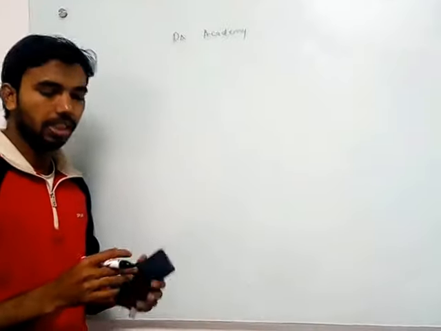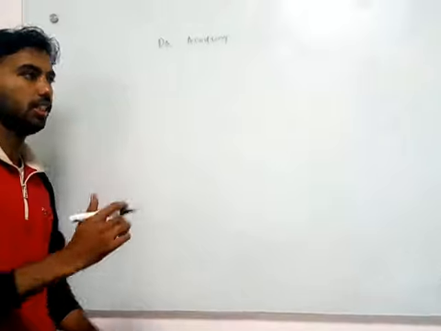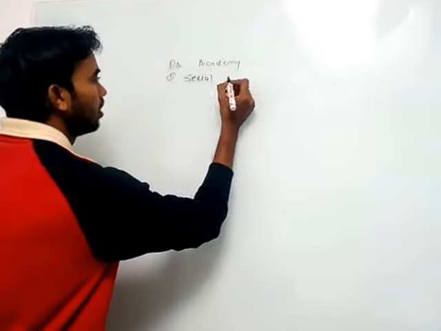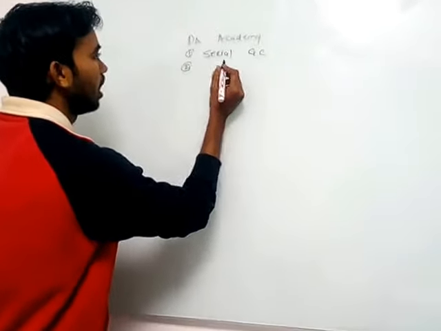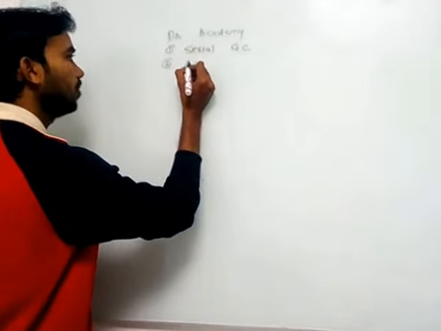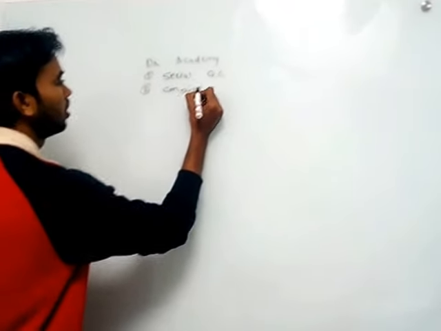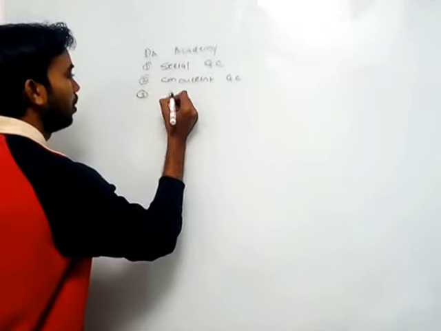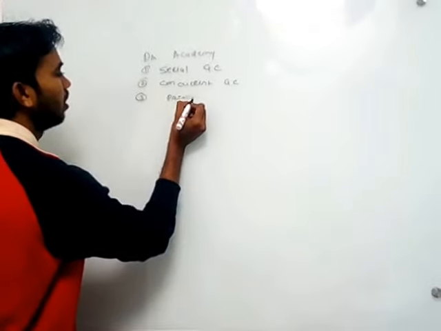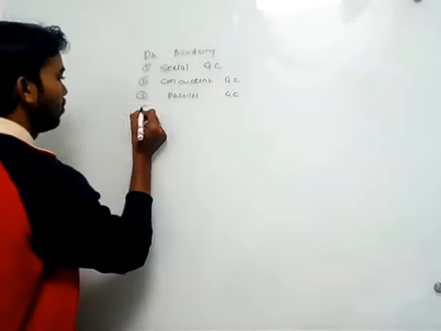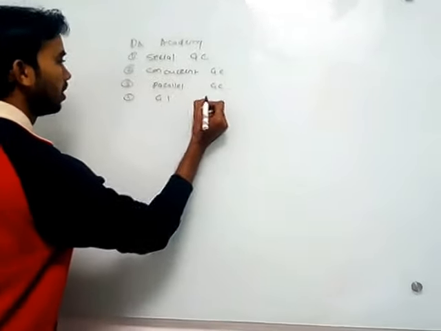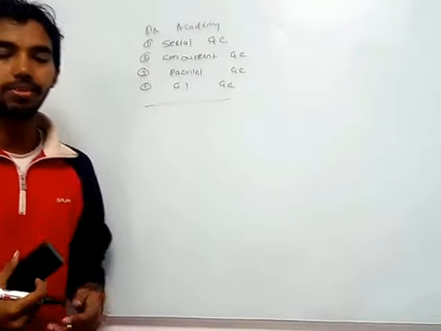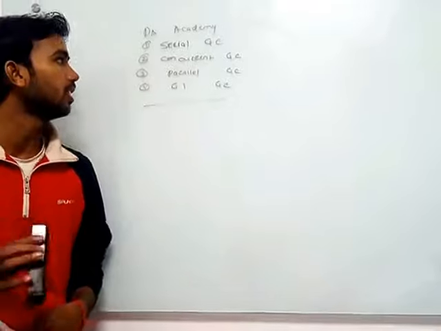There are mainly four garbage collectors. One is serial, the second one is concurrent, the third one is parallel, and the fourth one is G1. These are the four main garbage collectors. We will see them step by step.